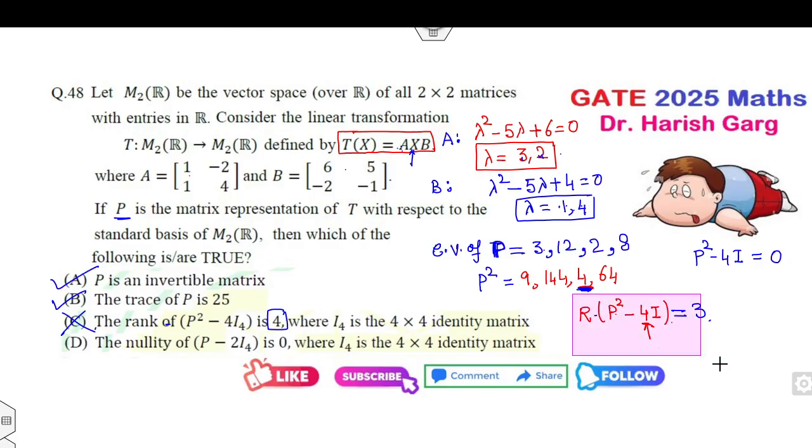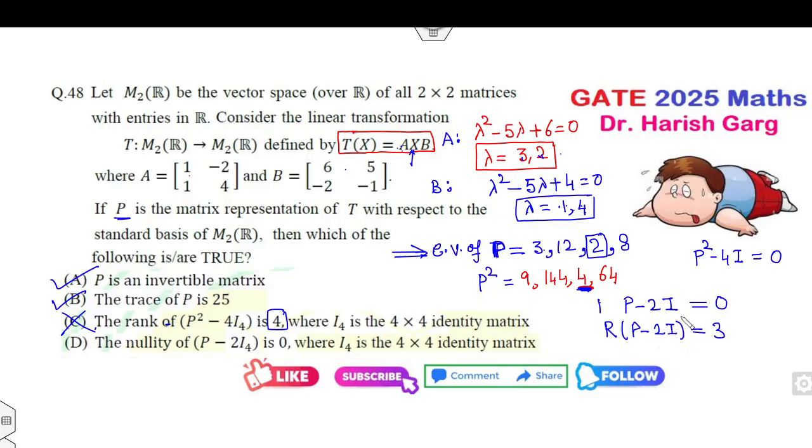Look at the third or fourth option, P minus 2I. P has 2 as one of its eigenvalues, so this matrix is singular. The rank of the matrix is 3 because 2 occurs only one time. Then what is the nullity of P minus 2I? 4 minus 3, which is 1. But it said 0, so this option is also cancelled. A and B are the right answers of this problem.